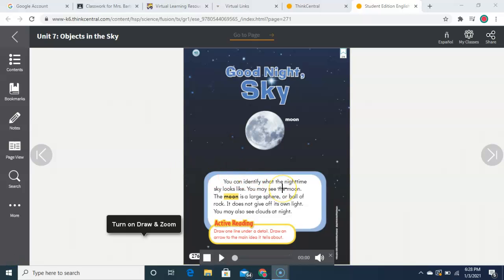Okay, so we are going to go ahead and draw a line under a detail, but then draw the arrow to the main idea. So the main idea is that you can identify what the nighttime sky looks like. And one of the details is you may see the moon. So underline that. And then I'm going to switch this to freehand. I'm going to finish underlining this part of the sentence and then draw my arrow to that first sentence. Just like that. All right.